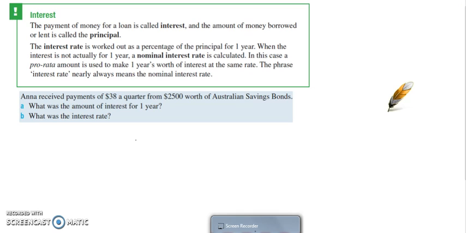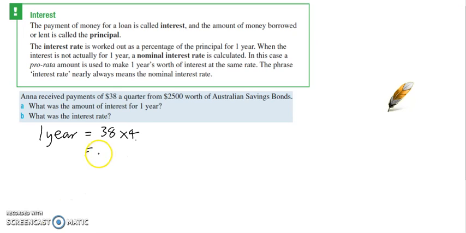So Anna received payments of $38 a quarter from $2,500 worth of Australian savings bonds. What was the amount of interest for 1 year? You've got to get used to the terminology of time frames. So a quarter means you split the year into 4. So 1 year will equal $38 times by 4, which will be $152.